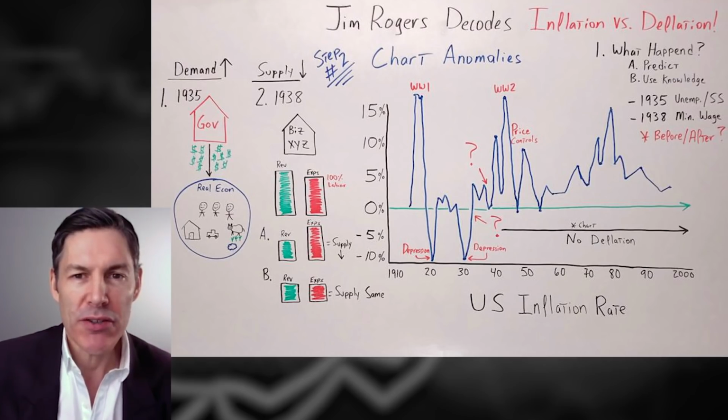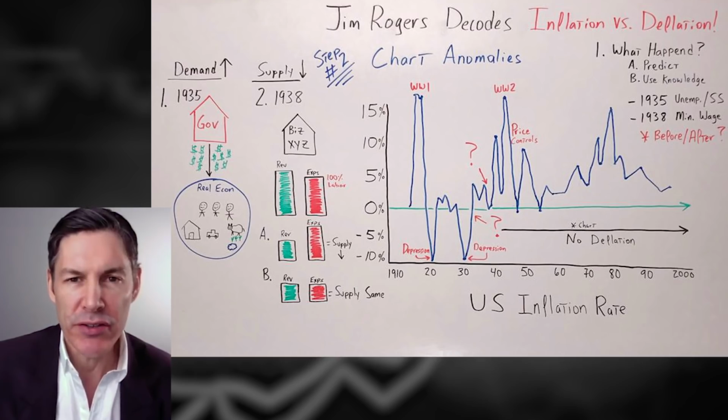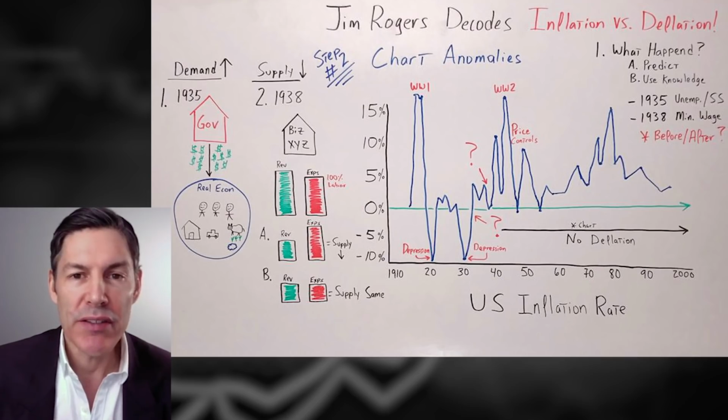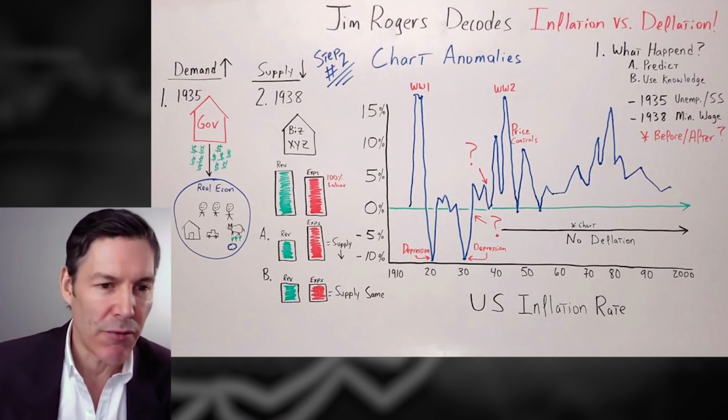So you may be saying to yourself, okay, George, I get it. I understand that we implemented Social Security, unemployment, and a minimum wage, but I'm not connecting the dots. How does that play into the United States having almost constant inflation for the next 8 decades? Let's dive into that further.